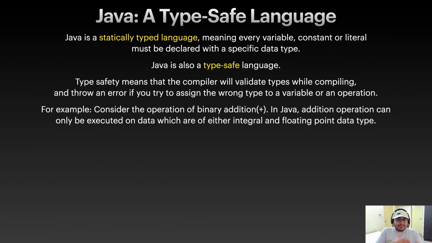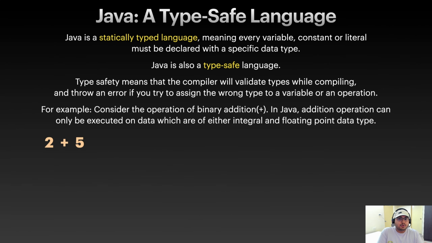For example, consider the operation of binary addition using the plus operator. When creating an expression with the plus operator, there are two important syntax rules you need to keep in mind. First, the plus operator is a binary operator, meaning it requires two operands. Second, both operands must be of either integral or floating point data type. It cannot be of a Boolean type or any other reference type. We covered that in the last episode, so check that out.